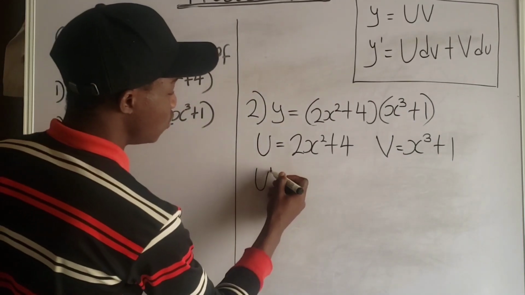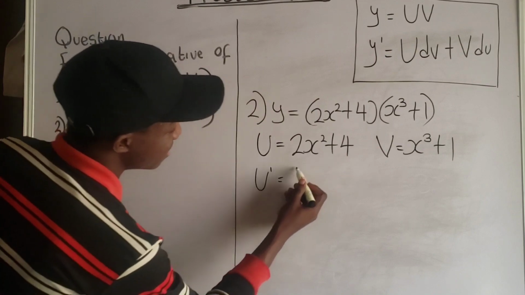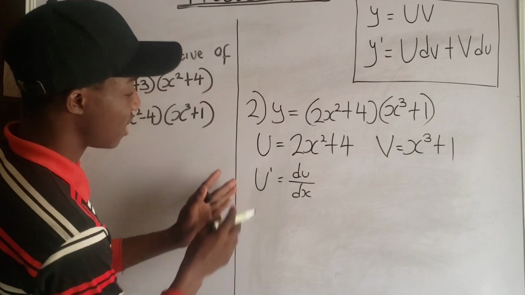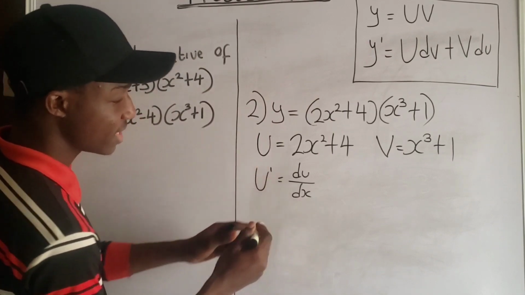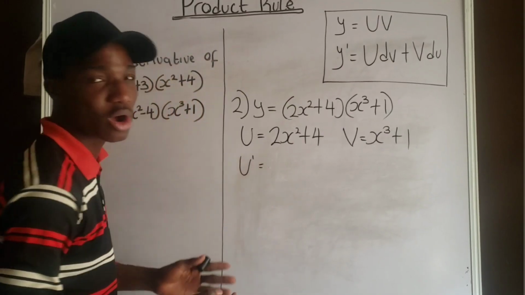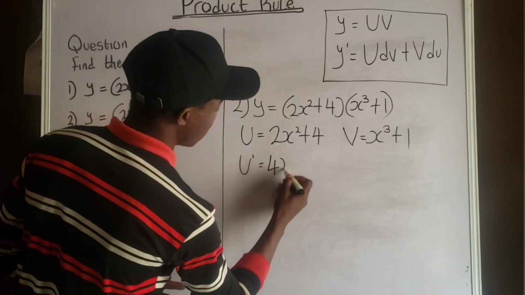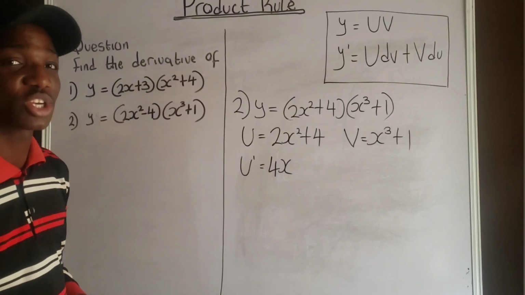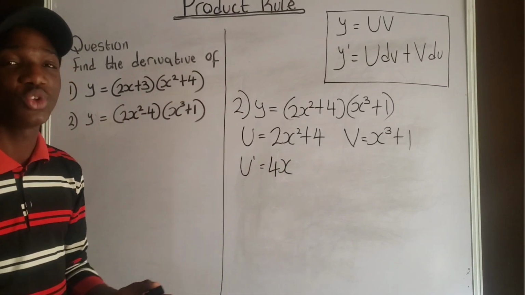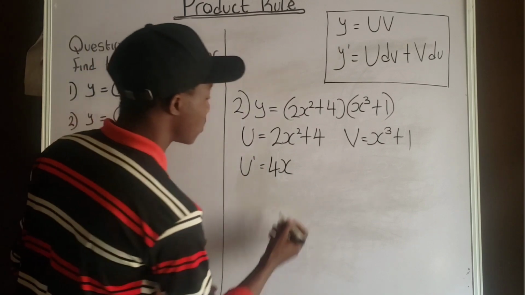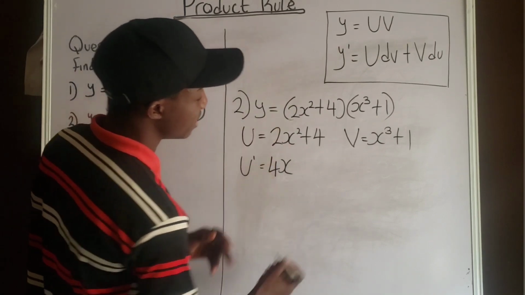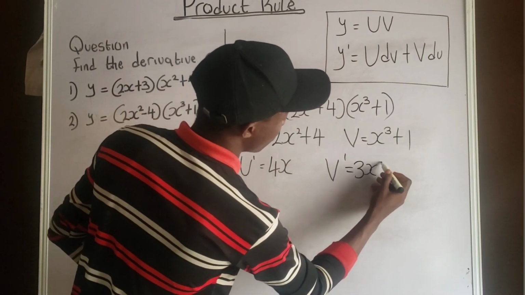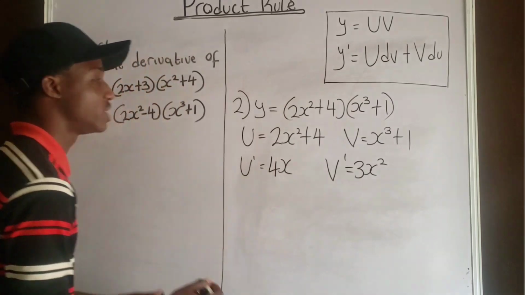So, the derivative of u can also be written as du over dx. So don't be confused. You can also write the derivative of u as du over dx. The derivative of u using the power rule is 4x. If you don't know how to use the power rule of differentiation, you can go back to the channel and watch the video on how to use the power rule of differentiation. Okay, so the derivative of v is equal to 3x raised to the power of 2. And the derivative of a constant is 0, so there is no need of writing that.